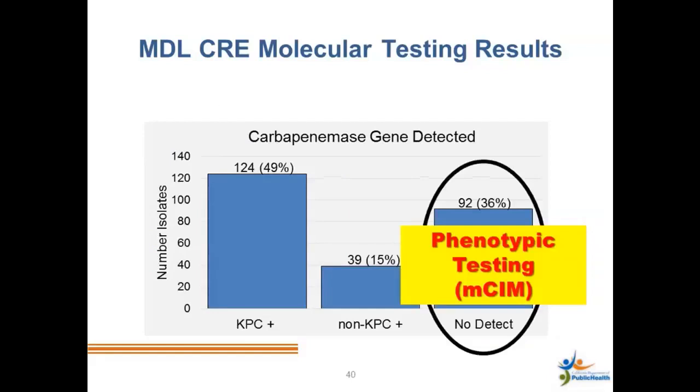The 92 isolates that were negative by Xpert Carba-R were transferred to the MDL Bacterial Diseases section for phenotypic testing by mCIM. The phenotypic testing is important because it allows us to determine if a carbapenemase gene not detected by the Xpert Carba-R could be present.